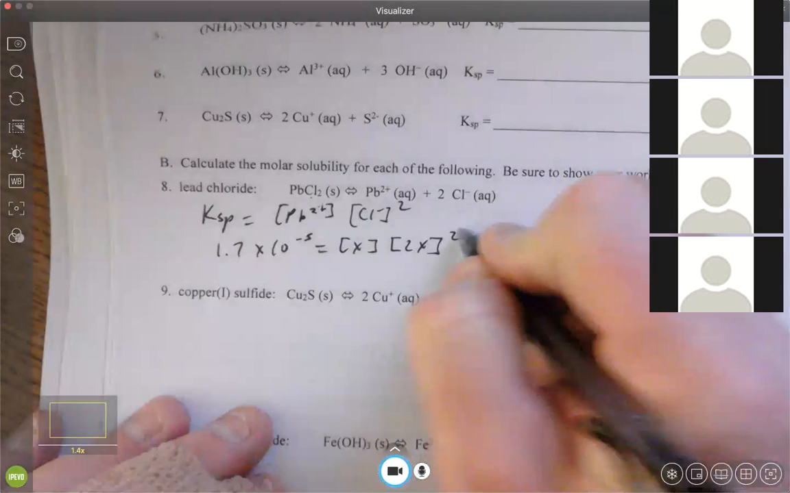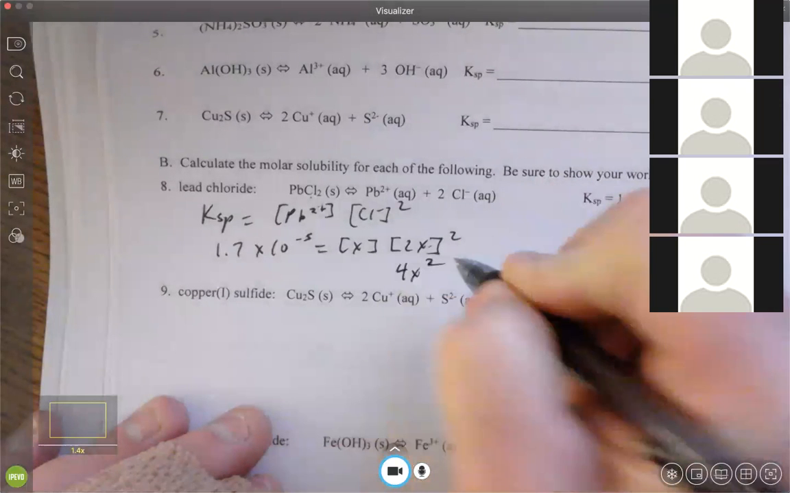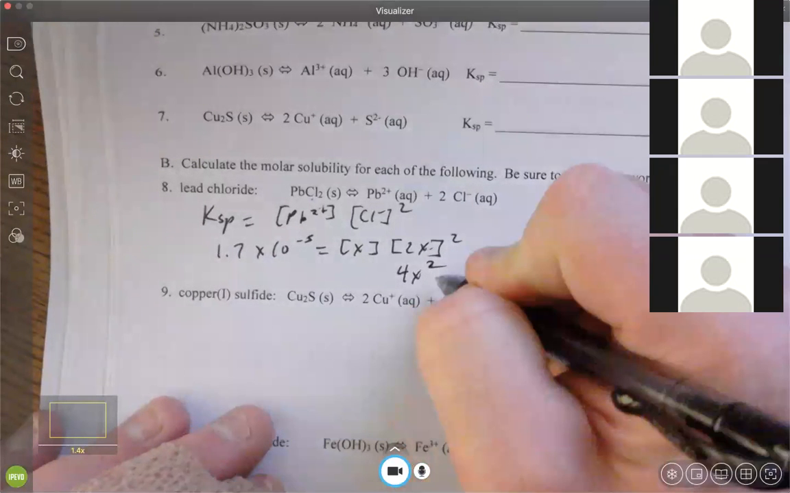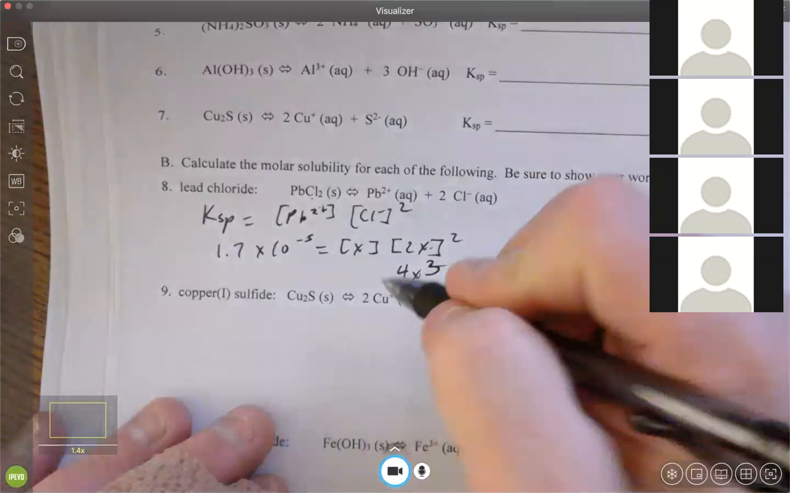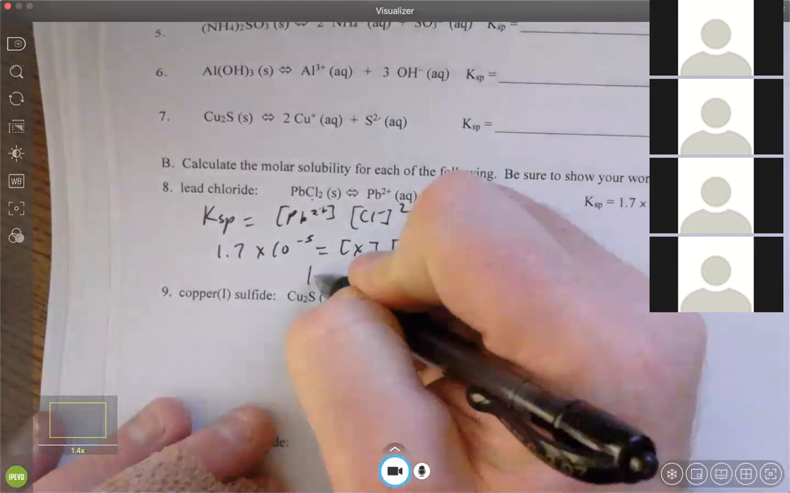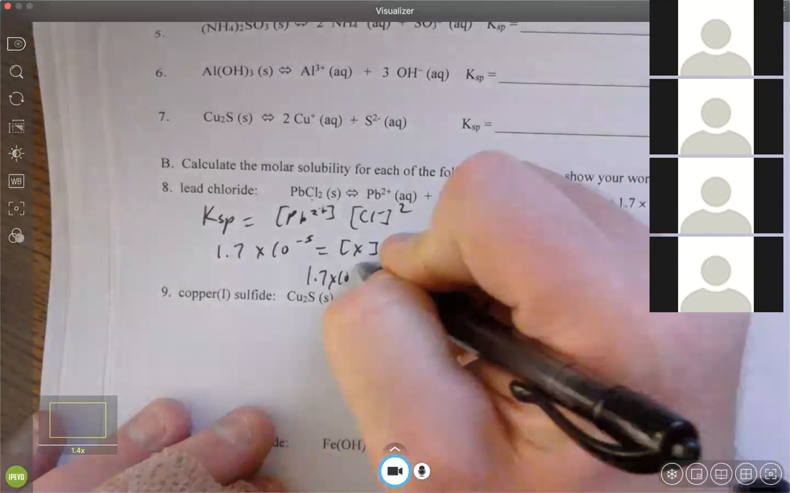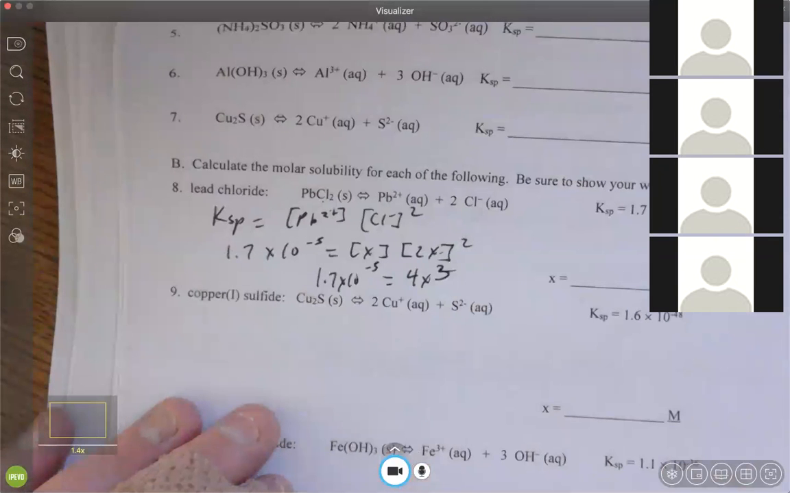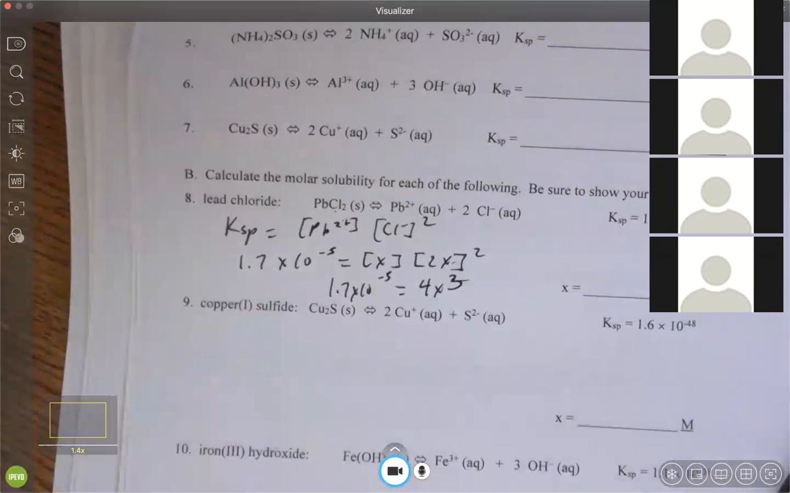2 squared x squared, right? 4x squared. Good. And then we're going to multiply that by x. So that becomes 4x cubed. And then we know that that is equal to 1.7 times 10 to the negative 5th. First step for solving this, we're going to divide both sides by 4 and then take the cube root of it. We should be able to do all of that in our calculator.